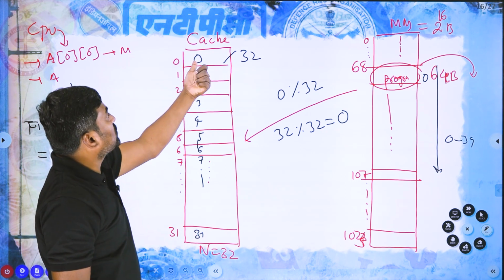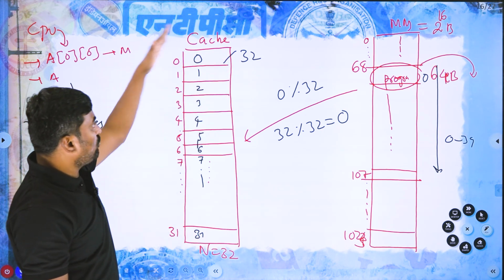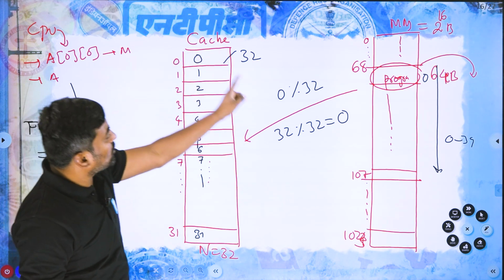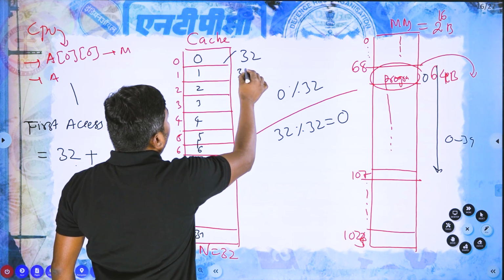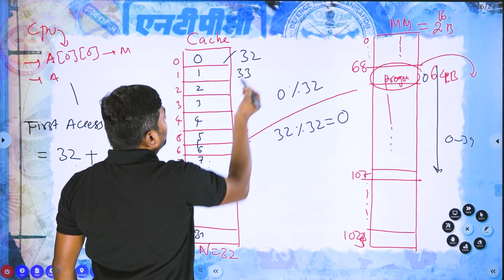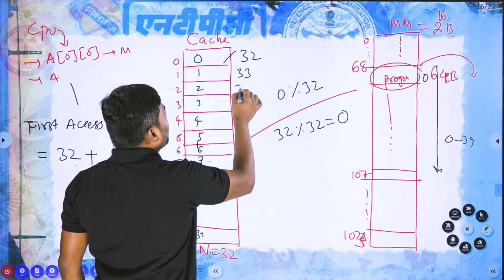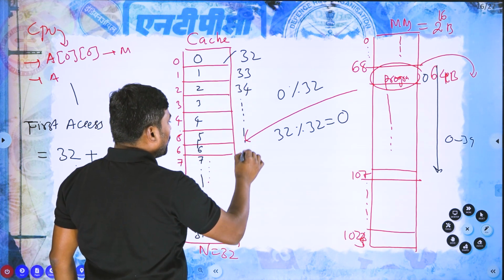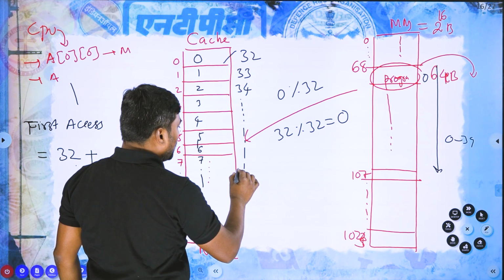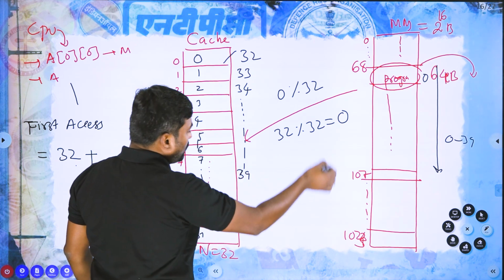So we have to remove the 0 block and place it, because there is no option. We have to go circularly, because 32 modulo 32 is giving 0. Like that, for 33 we have to remove 1 and place 33. Then for 34 remove 2 and place 34. Like that it will go up to 39, we have to place 0 to 39.